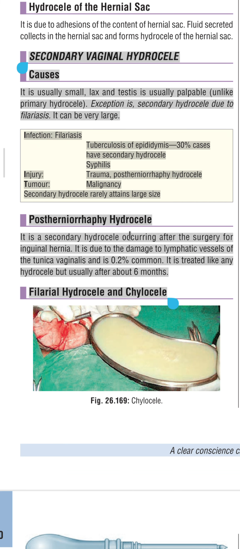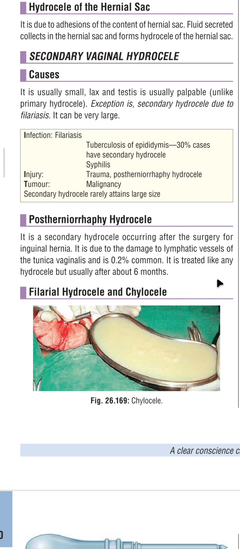Post-herniorrhaphy hydrocele. It is a secondary hydrocele occurring after the surgery for inguinal hernia. It is due to damage to lymphatic vessels of the tunica vaginalis and is 0.2% common. It is treated like any hydrocele but usually after about 6 months. Filarial hydrocele in callosele.